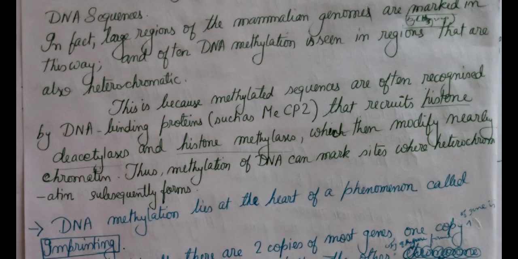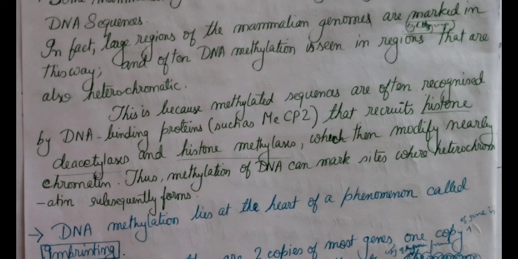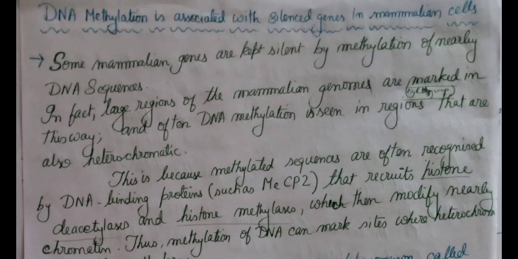methylated sequences are often recognized by some other proteins, like some DNA binding proteins like MECP2, that will recruit histone deacetylase and histone methylase, which will modify the nearby chromatin. Thus, methylation of DNA can mark the sites where heterochromatin subsequently forms. So again I repeat, some mammalian genes are kept silent by methylation of a nearby DNA sequence.